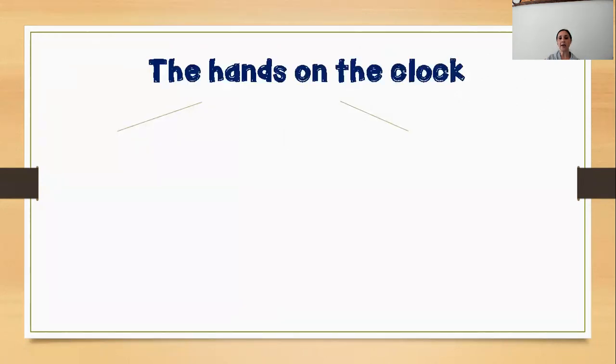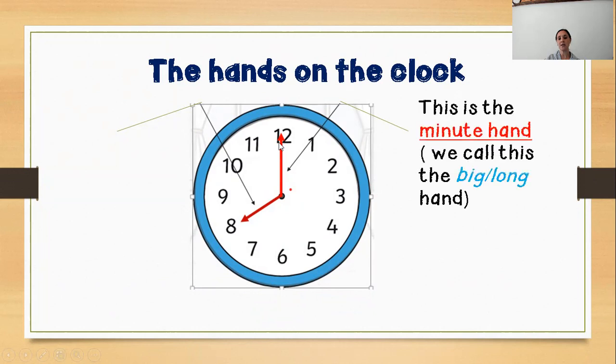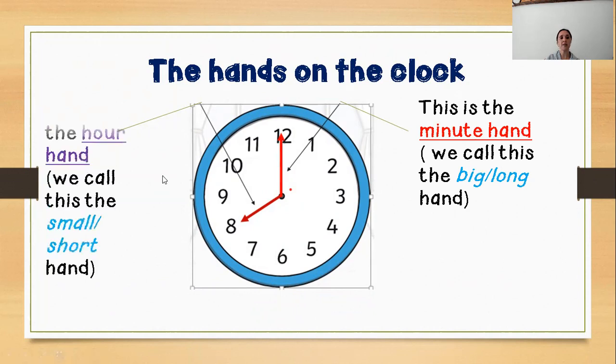So now we're going to look at the hands on the clock. Can you see that there is a hand pointing directly at the 12? This hand is known as the minute hand. And the minute hand is otherwise known as the long hand or the big hand. Then the line that is pointing to the number 8, that is known as the hour hand. We call this the small hand or the short hand.